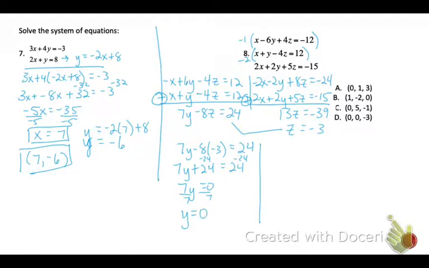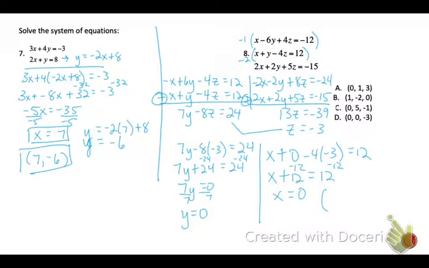Now I'm ready to find my third variable. I'm going to pick which equation looks simplest to me, and I like the second one. I'm going to plug in my values for y and z and find out what x is. So x plus, I'm plugging in 0, minus 4 times negative 3 equals 12. I'll just do the math to get x plus 12 equals 12. Subtract my 12 over, x also equals 0.